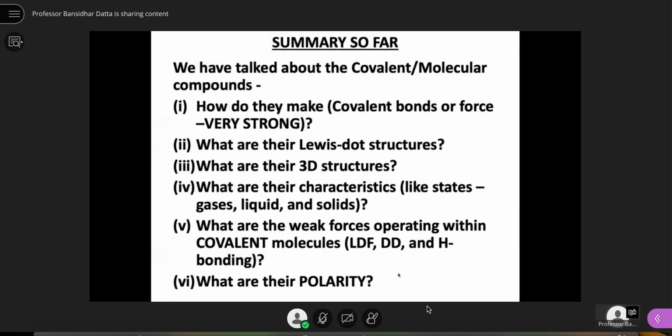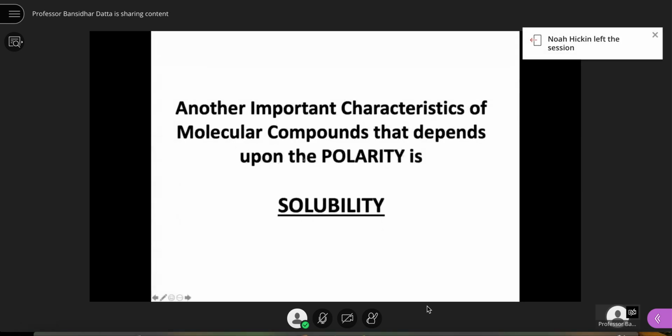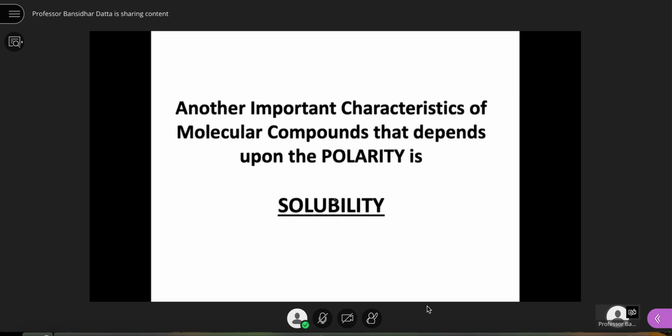Alright. So last but not the least, another important characteristic of the molecular compound that depends upon the polarity is solubility. This is the one I skipped, so I have to give it to you, okay? Once you know the molecular polarity of the molecules, that leads to another characteristic, the solubility. Solubility in water, solubility in some other solvents, etc.